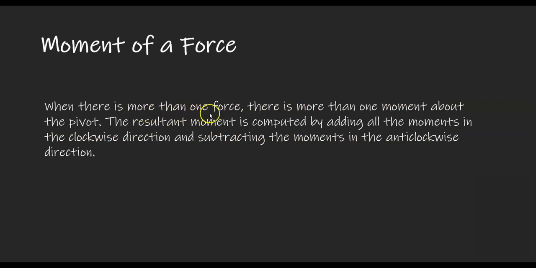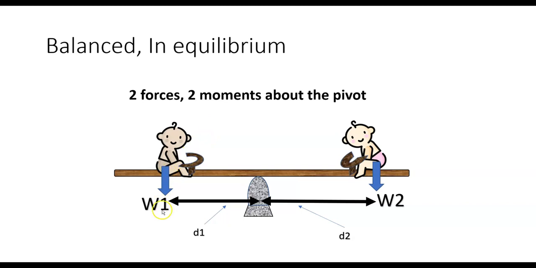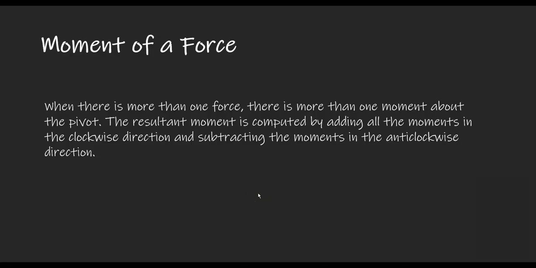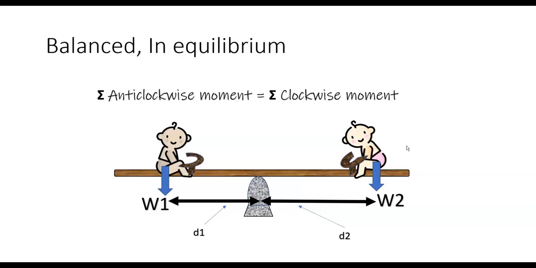Now, when there is more than one force acting on a system, like in this case, there are two forces, there are therefore two moments about the pivot. The resultant moment is computed by adding all the moments in the clockwise direction and subtracting the moments in the anti-clockwise direction. So when the resultant moment is zero, that is, when the sum of clockwise moments cancels out the sum of anti-clockwise moments, then the system will be balanced.